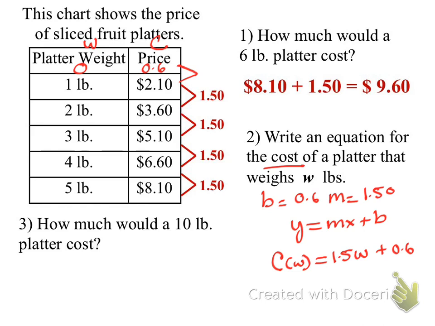Okay, keep going. What are we doing? You're substituting. How much would a 10-pound platter cost? 15.6. So I'm doing C of 10 equals 1.5 times 10 plus 0.6.